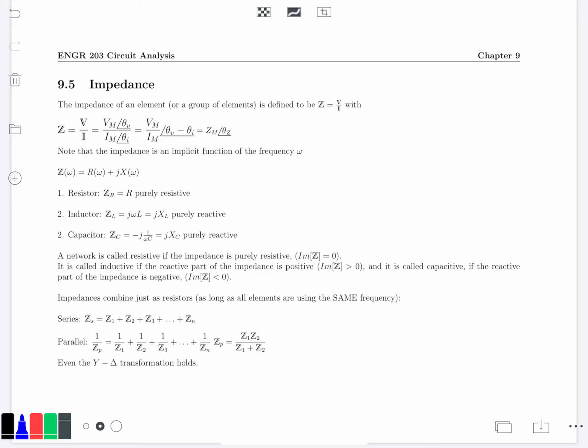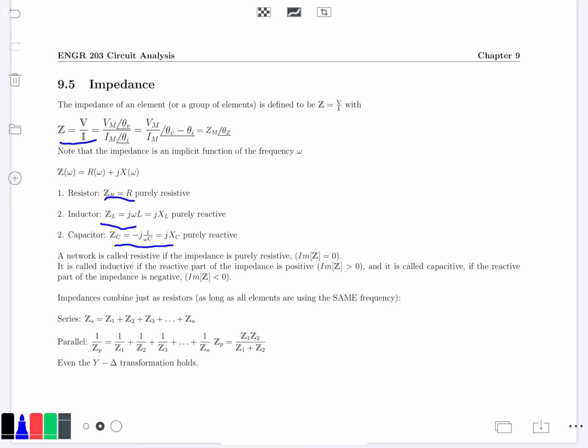Here we have a more organized summary of the results for impedances and phasors in general. So technically the definition of impedance up here is the phasor voltage divided by the phasor current of whatever element you're talking about. We have the formula for the impedance of the resistor. Z is just R. For an inductor, Z is equal to J omega L. And for the capacitor, you can either write this as negative J over omega C or 1 over J omega C.